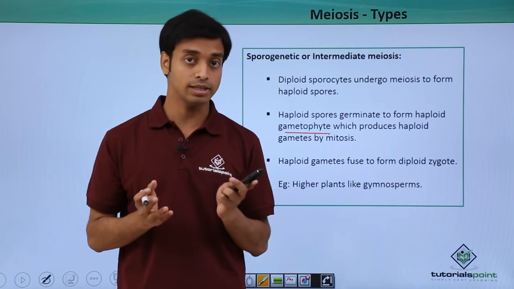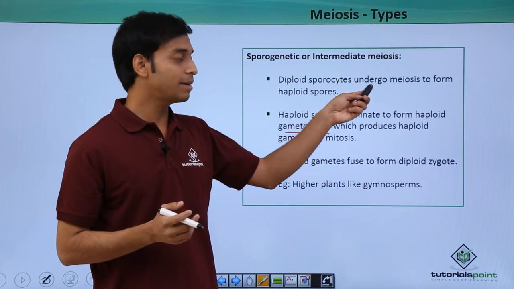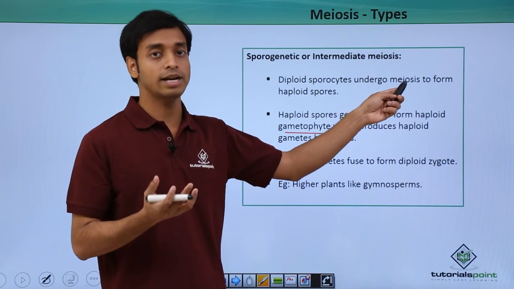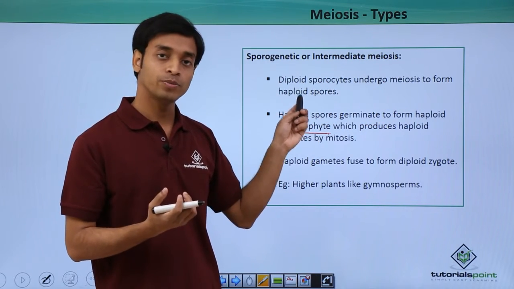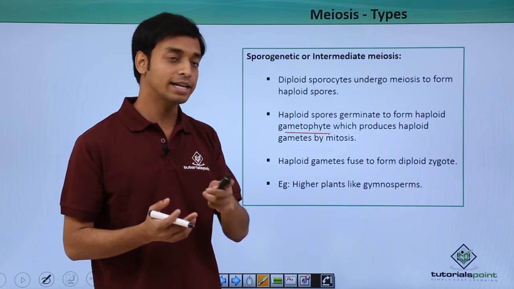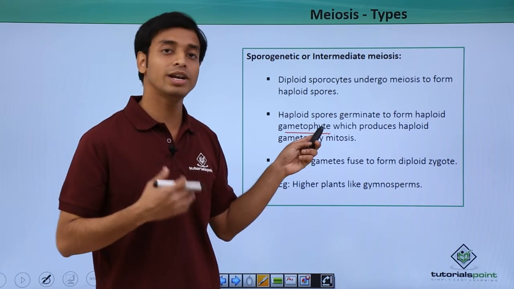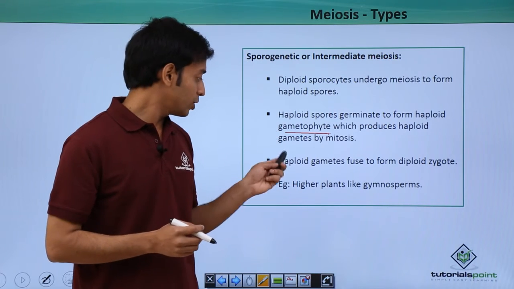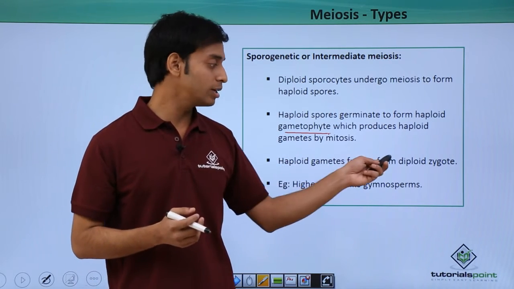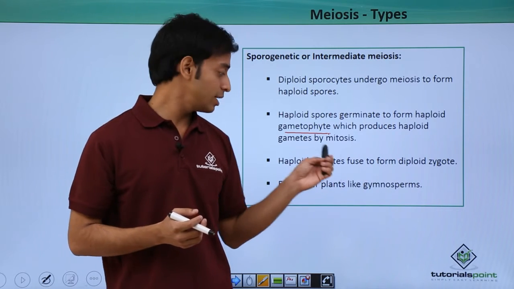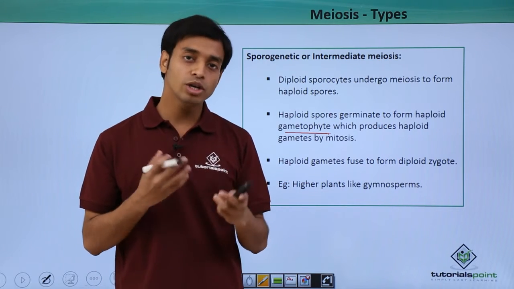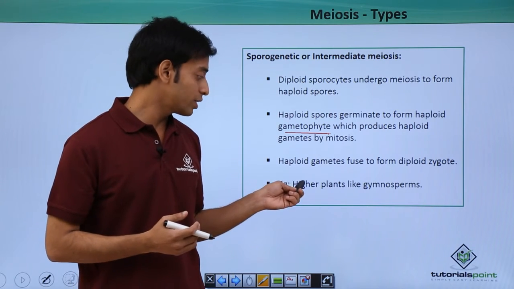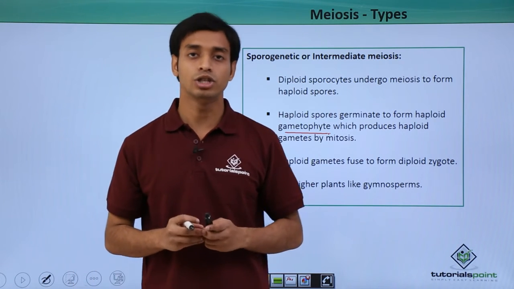of mitosis, right. So initially what happened? From the diploid sporocytes the meiosis occurred and the haploid spores formed. Now these haploid spores have germinated and they have formed the gametophytes which will now produce the haploid gametes by the process of mitosis. Now the haploid gametes will fuse to form the diploid zygote. So this is the general case where the haploid gametes are fusing in order to produce the diploid zygotes. This is typically found in most of the higher plants like that of the gymnosperms.